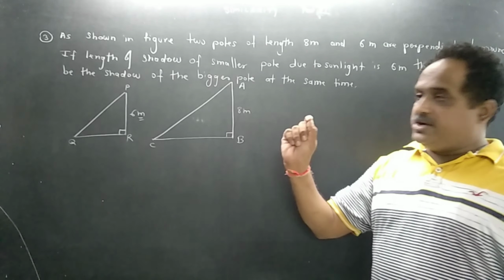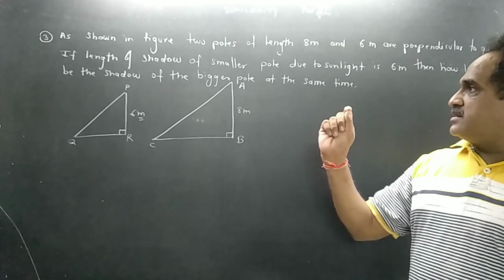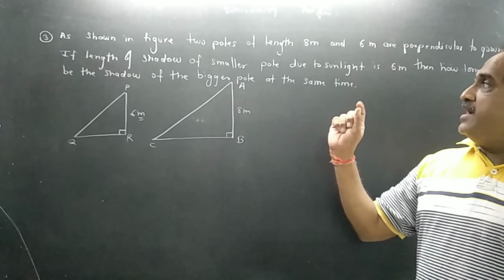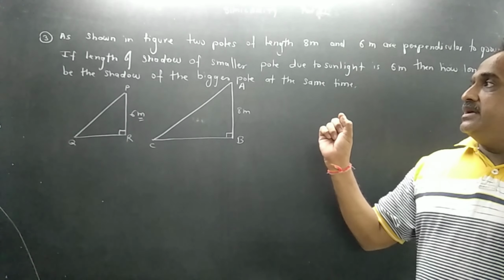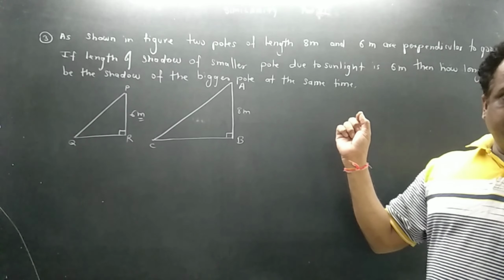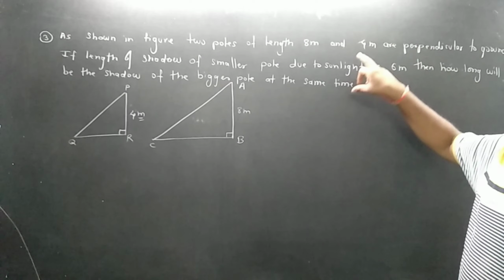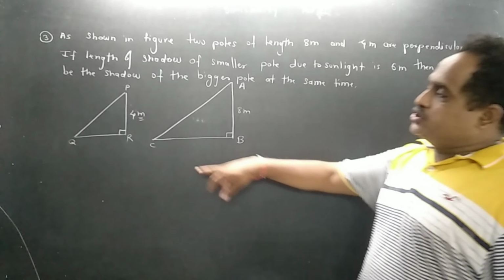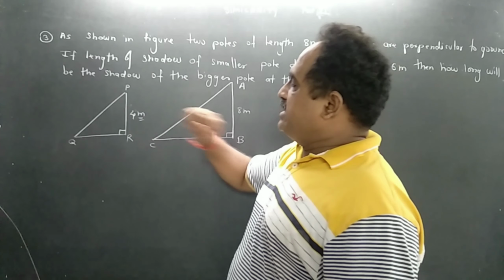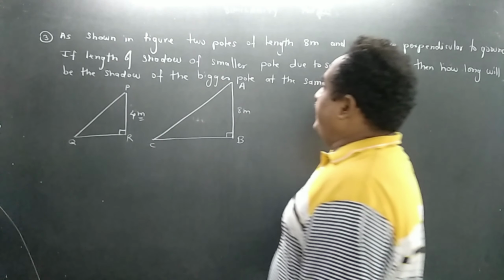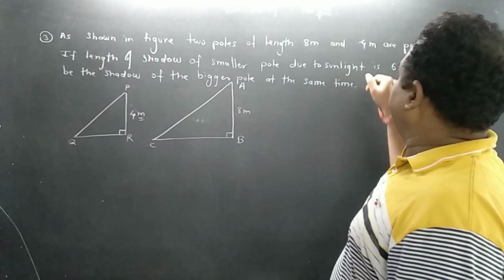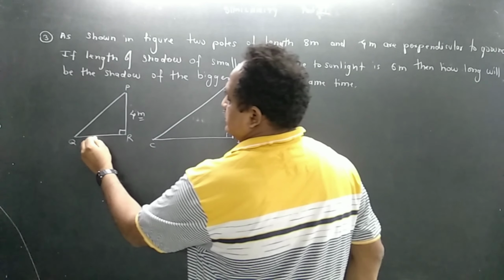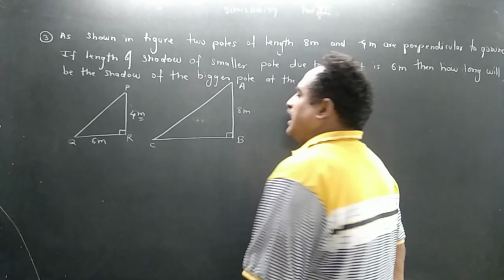Just give me 1 minute to check that. I think some question printing mistake is there in the textbook. Just give me 1 minute. Okay, sorry, I made a mistake. It was 4 meter. So PQ is 4 meter, and the length of the shadow of that is 6 meters. So this is 6 meters.